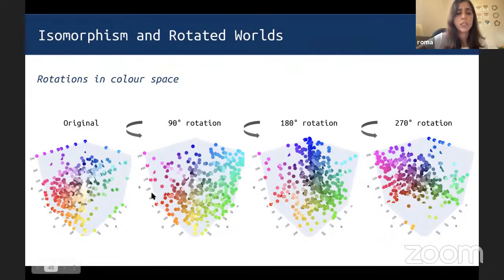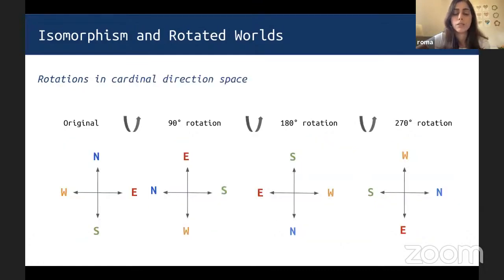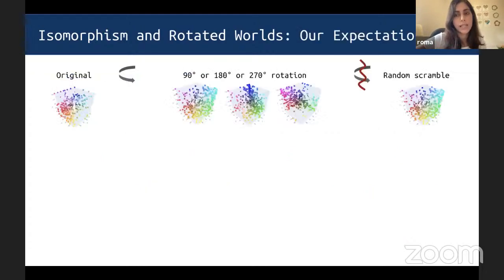So what we do is for every world, we rotate it 3 times by 90 degrees, 180 degrees, and 270 degrees. And as we can see, this preserves how the colors are related to each other, except now the words that are associated with every new world are different from the original, which means we can actually test whether or not they're just memorizing some RGB code with some color. Similarly, we do this for the spatial orientations where we rotate by 90, 180, and 270 degrees. And in all of our results, we average over the rotations as well as the original world to try to compare them. So let's discuss our expectation for this setting of isomorphism and rotated worlds.